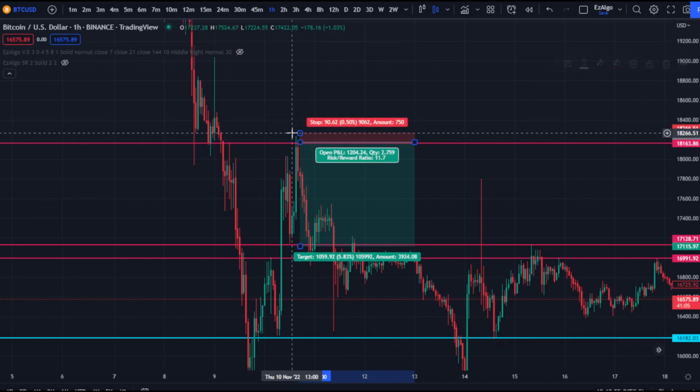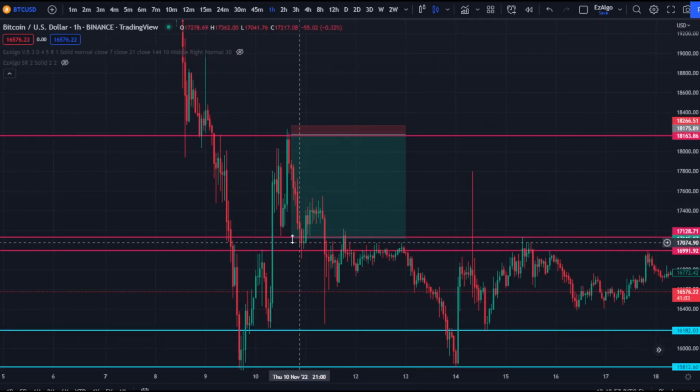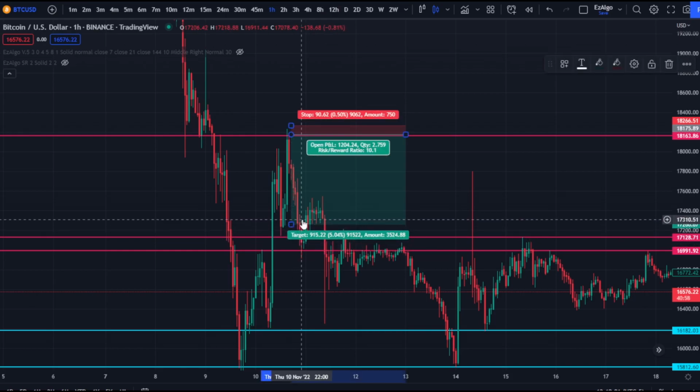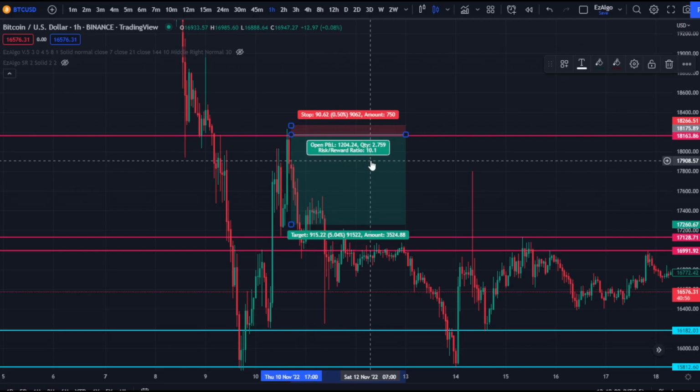your stop loss is going to start at 0.5%, and then you're going to move it down. You probably would have got stopped out, or at least exited the trade somewhere around here. So that's a 5% move. That's a 500% move on 100x leverage. That's a 10 risk to reward ratio.